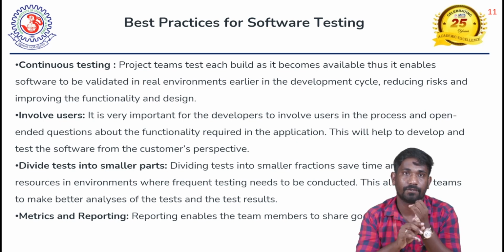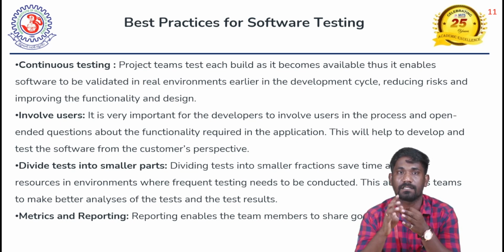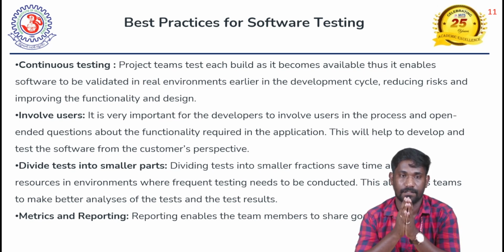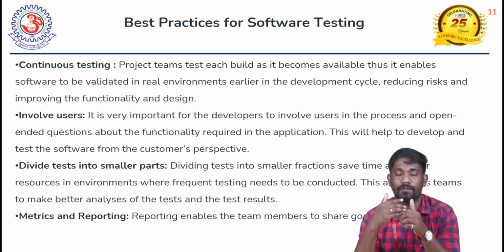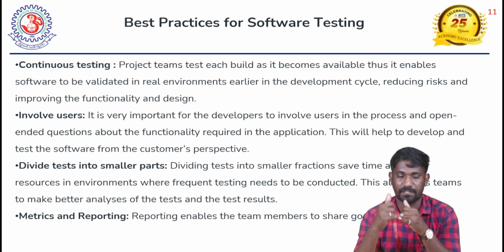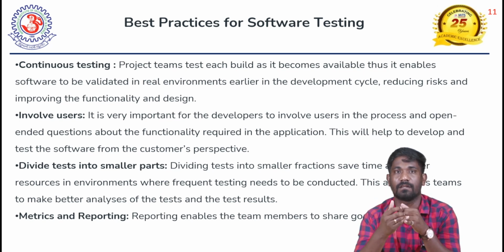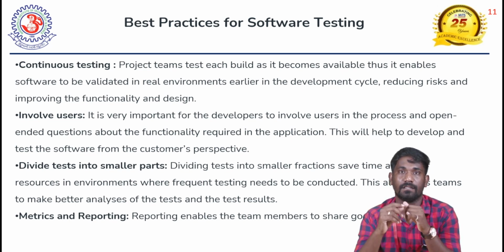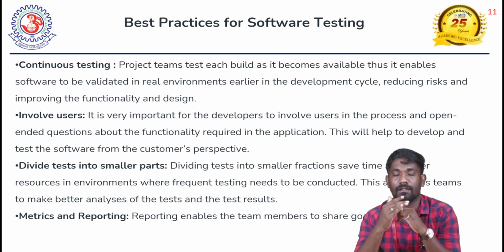First one is continuous testing, next is involving users, next is dividing testing into smaller parts, and then metrics and reporting. First, continuous testing. As a tester, you have to keep continuously monitoring the entire software life cycle, that is, the development and testing life cycle. They have to reduce the risk, improve the functionality, improve the design, work with the real environment, and make sure that the product satisfies their markets. So these are the things they have to go for in testing.